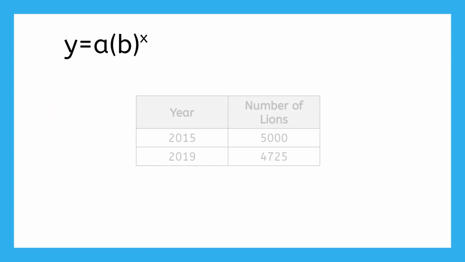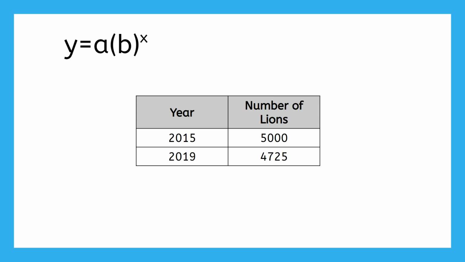Let's look at this example and see how it compares to what we've already been working with. Let's say that these are 2 points that fit into an exponential model. We have data about the year and population of lions in a particular area. It says that in 2015, when this data was first collected, there were 5,000 lions. And in 2019, there were 4,725 lions. What do you notice is different about this data compared to what we've worked with so far in this unit?